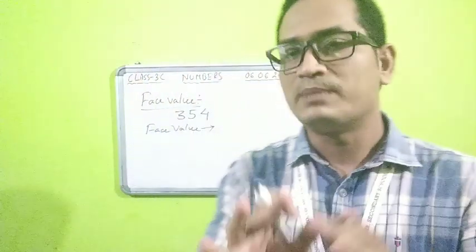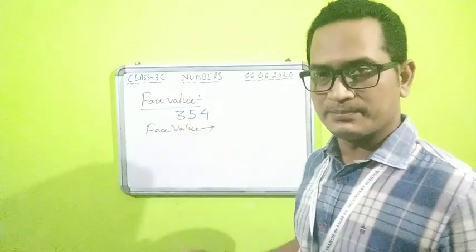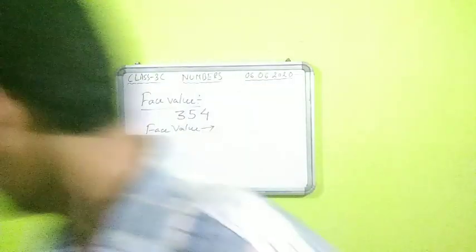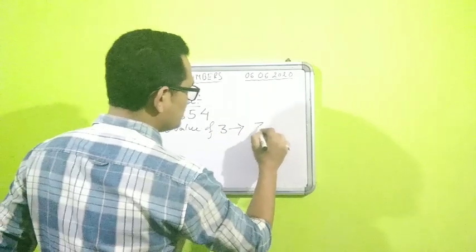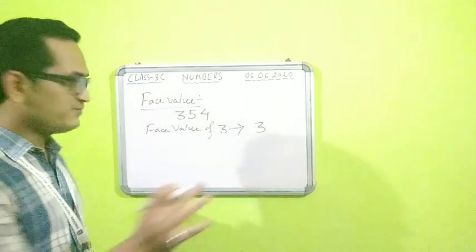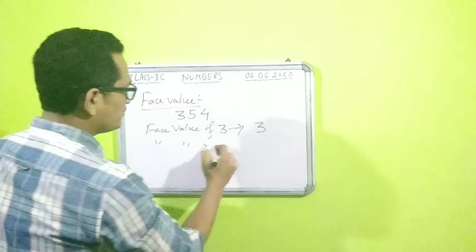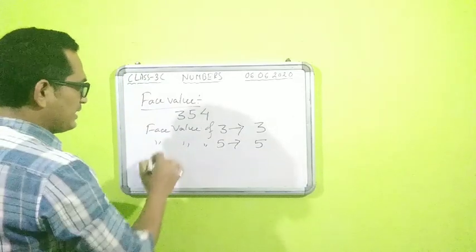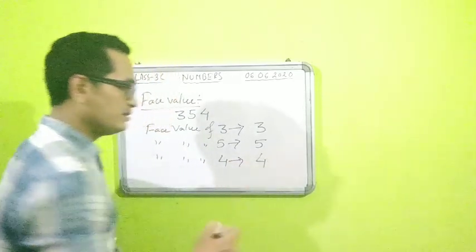That means you don't need to multiply anything. If I ask you what is the face value of 3, it will be 3 only. That means the face value of 3 will be 3 itself. Face value of 5 will be what? It will be 5 only. And face value of 4 will be what? It will be 4 only.